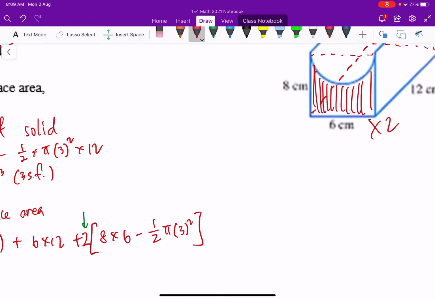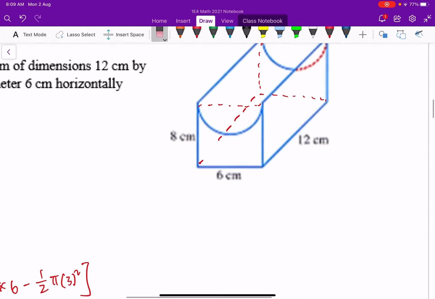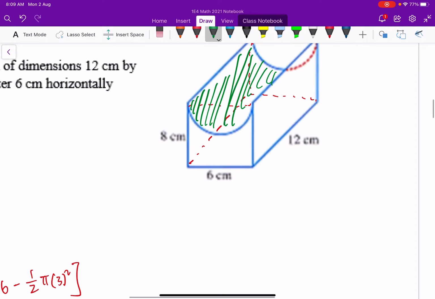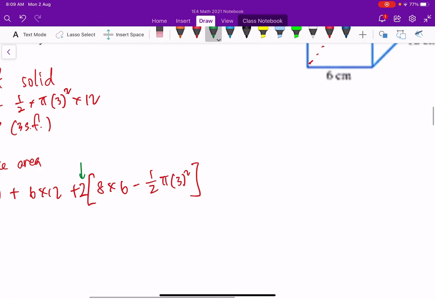Then after that, I take this whole thing. Dotted line. Then after that, I take this whole area that is curved. This whole thing here, I need to calculate it out. Then of course the curve here. Okay, that will be the curved surface area.